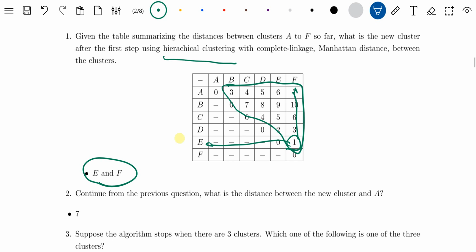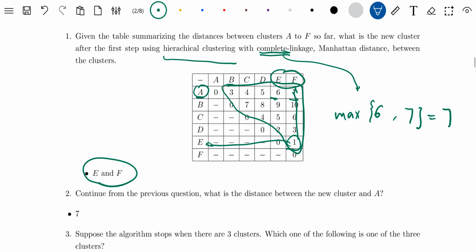The next question is asking for the distance between this EF cluster and A. So the distance between A and E is 6. The distance between A and F is 7. Depends on whether it's complete linkage or single linkage. If it's complete linkage, then it's a max. If it's single linkage, then it's a min. In any case, here is max, so it's 7.